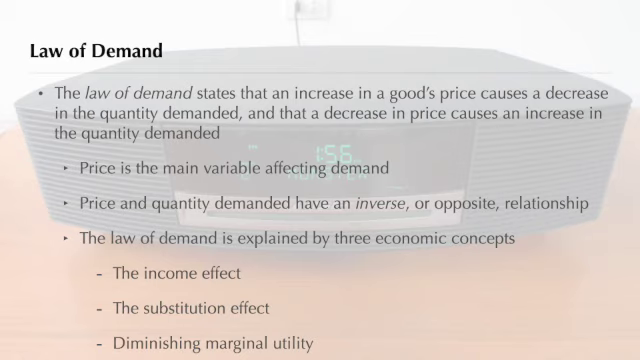Three economic concepts help explain the law of demand: the income effect, the substitution effect, and diminishing marginal utility. Together, these concepts account for the inverse effect that changes in price have on the quantity demanded.